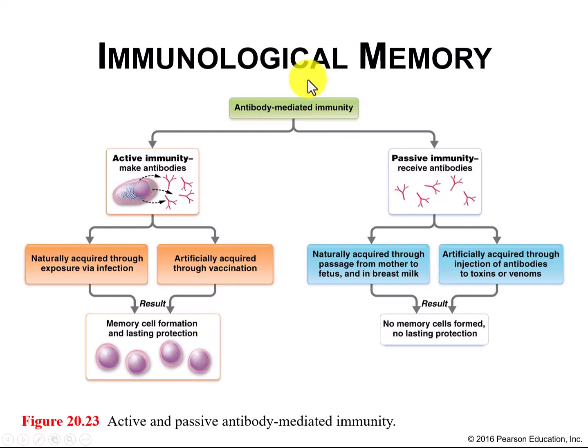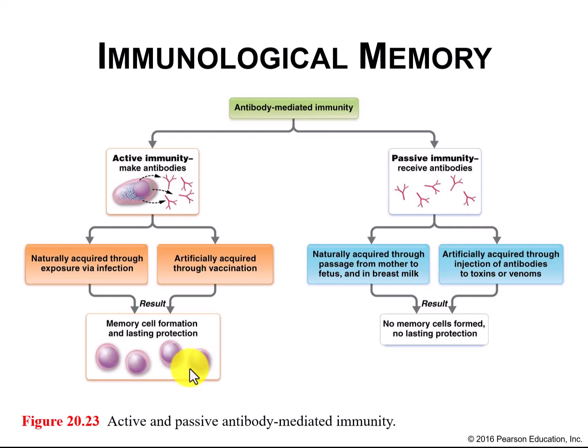With our antibody-mediated immunity, we can have natural. Natural means that we make it. We develop memory. And that means next time we see it, we'll get an even better response. So we can have naturally acquired through exposure in nature. So you come in contact with somebody with the flu and get the flu before you ever get vaccinated. Artificial would be getting vaccinated to build up some memory so that you can respond more quickly when you encounter it naturally.